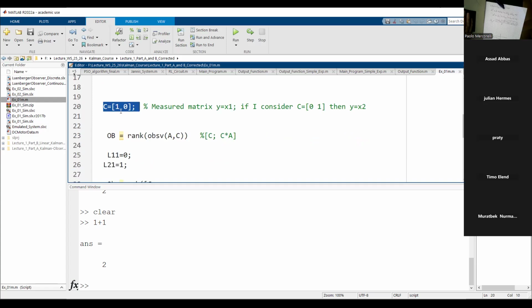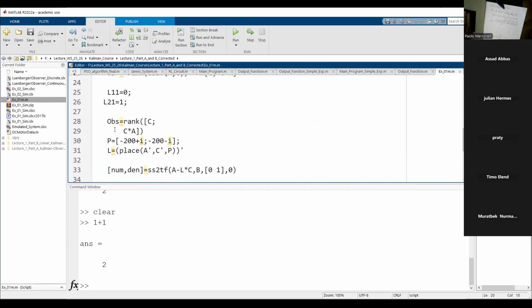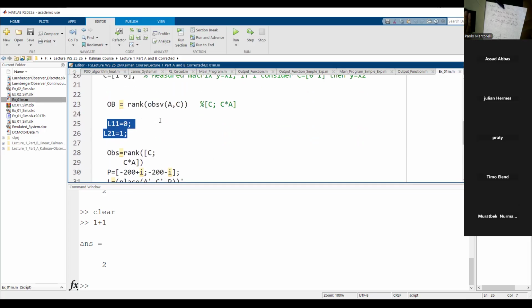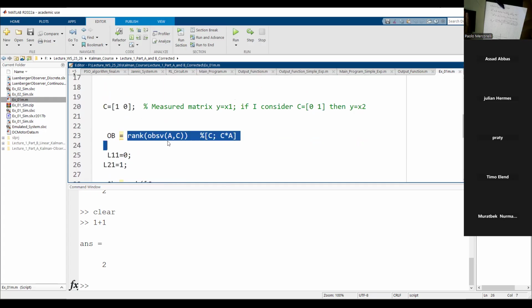Let me start with the easy example, the observable case. Forget this for the moment. What I'm doing here is testing if the system characterized by the pair, remember the notation, A and C, is observable. We have a function, a command in MATLAB, obsv, which consists of two arguments. Which arguments? A and C, the pair A and C.